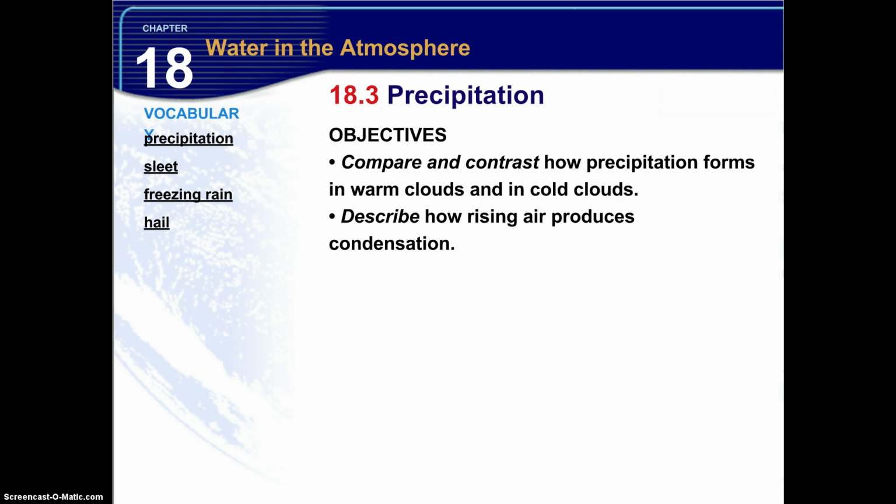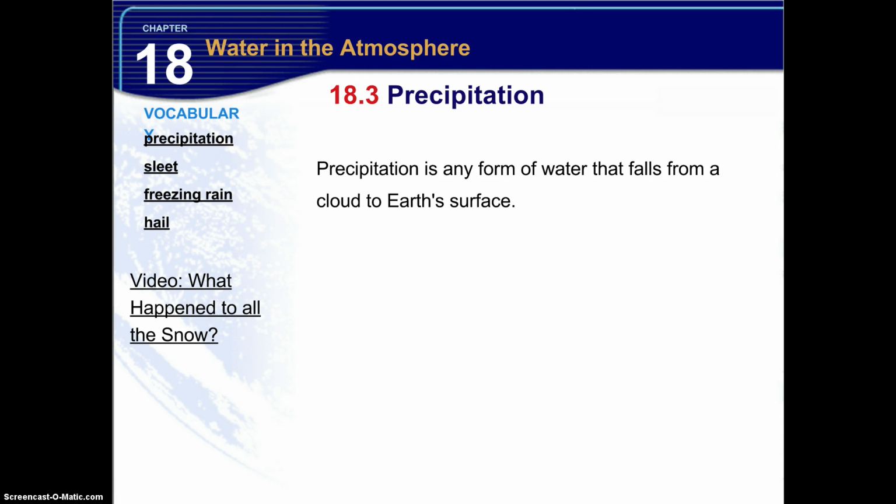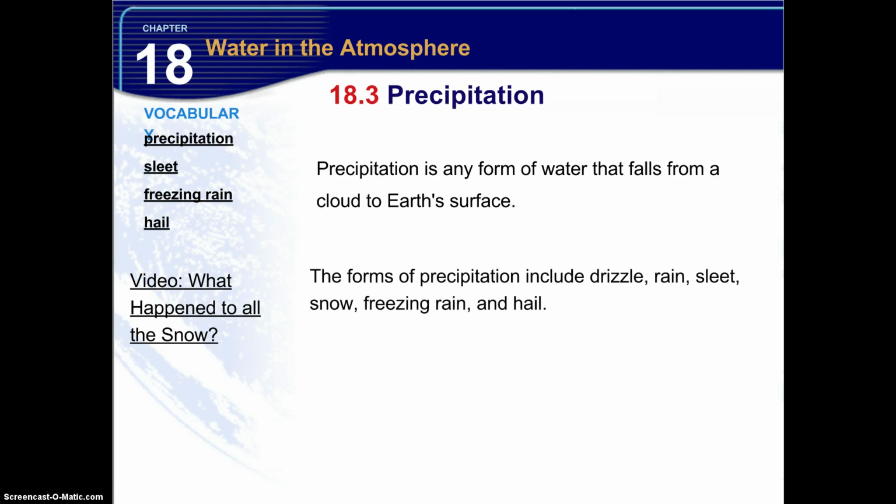Let's begin. Precipitation is any form of water that falls from a cloud to Earth's surface. The forms of precipitation include drizzle, rain, sleet, snow, freezing rain, and hail. If you want to watch a video, an interesting video titled "What Happened to All the Snow?", go back to the notes and click on the link.